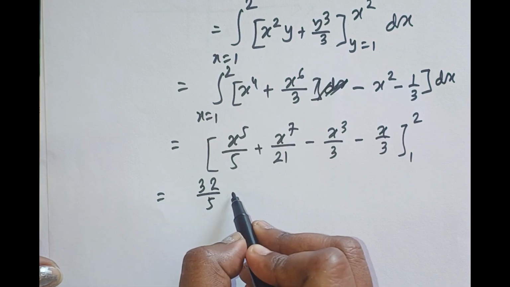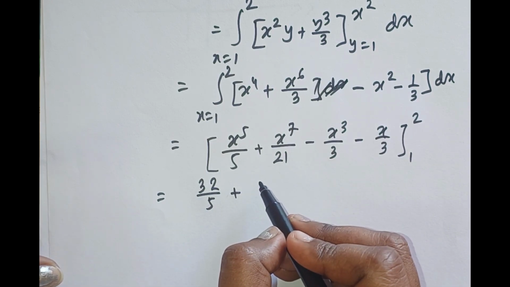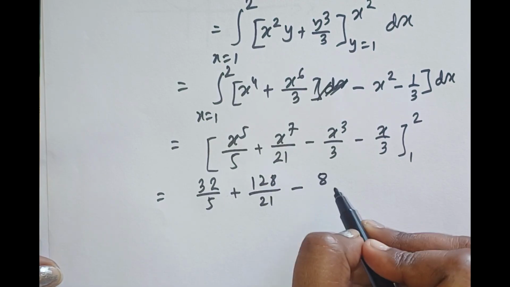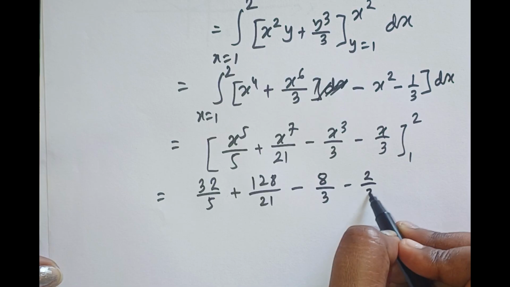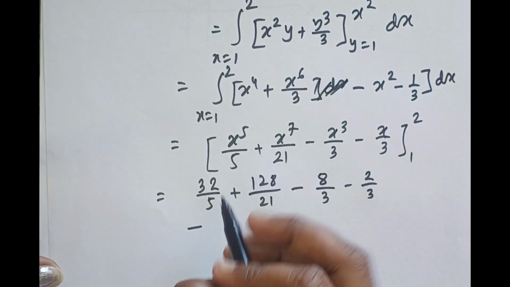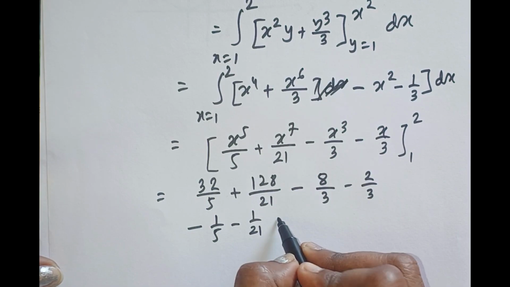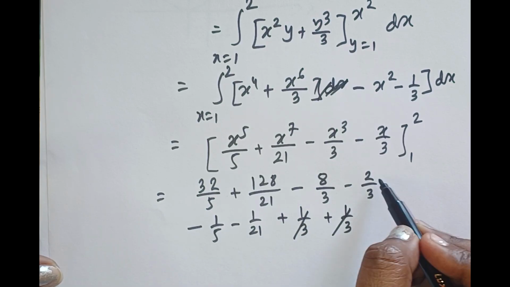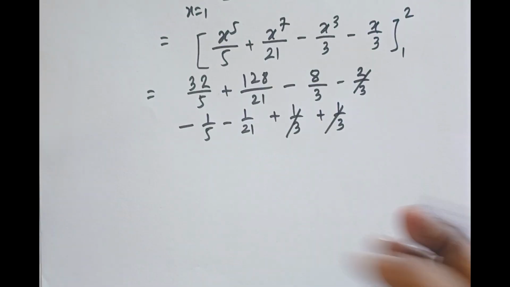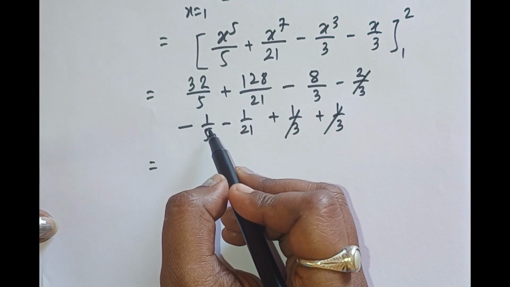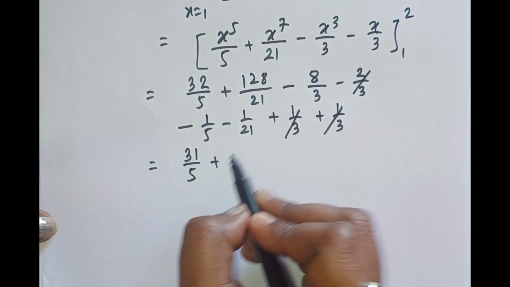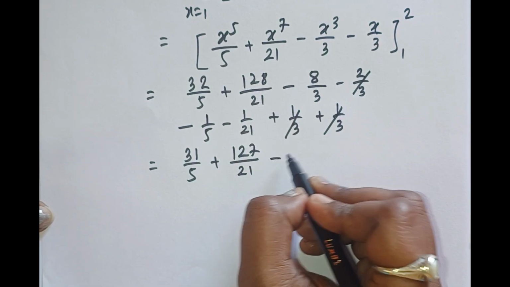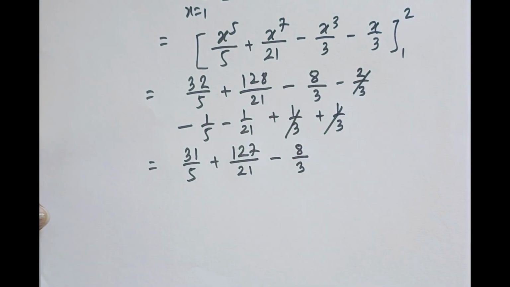This will be 32 by 5 plus 2 to the power 7 is 128 by 21 minus 8 by 3 minus 2 by 3. Now for the limit x equal to 1, it will be minus 1 by 5 minus 1 by 21 plus 1 by 3 plus 1 by 3. So plus 1 by 3 plus 1 by 3 is cancelled out with minus 2 by 3, and this will be 31 by 5 plus 128 minus 1 is 127 by 21. This is simple calculation, you all can do this, and minus 8 by 3.